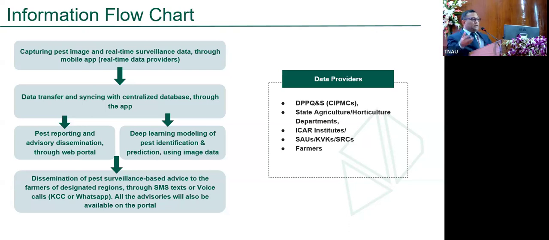Now, data providers can be DPPQS, the central IPM centers, state agriculture officials, ICAR institutes, KVKs, and state regional centers. Farmers can be relied upon, farmers' friends can be relied upon, frontline extension workers can be relied upon. All of them should be able to provide us credible data. It can be any pest, but it will get hosted onto the server. Now we are all building a good library kind of a thing for pest management. Then how does this library system work?